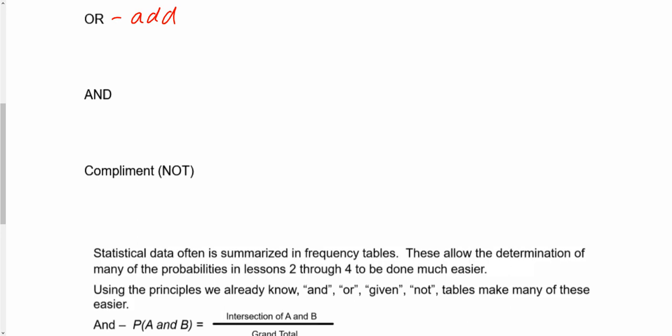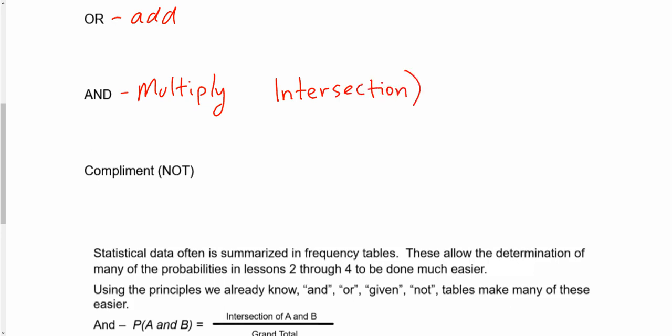Okay, the next one is and. When you're calculating a probability and it says the word and, what do you have to do mathematically? You have to multiply. Now, in a picture, yesterday we were talking about Venn diagrams. What does and mean in a Venn diagram? What part of the circles would we look at when it says and? It's the overlap part, right? I'm going to start calling it something different, though. I'm going to call it the intersection.